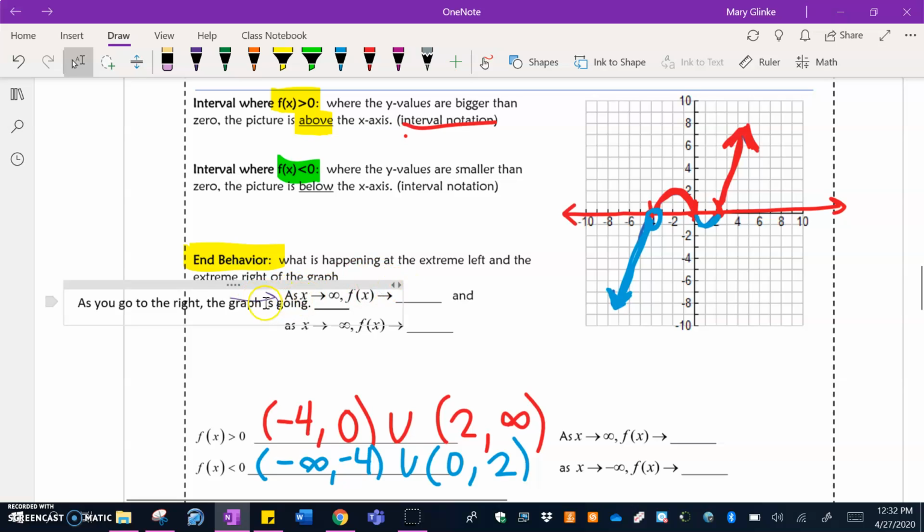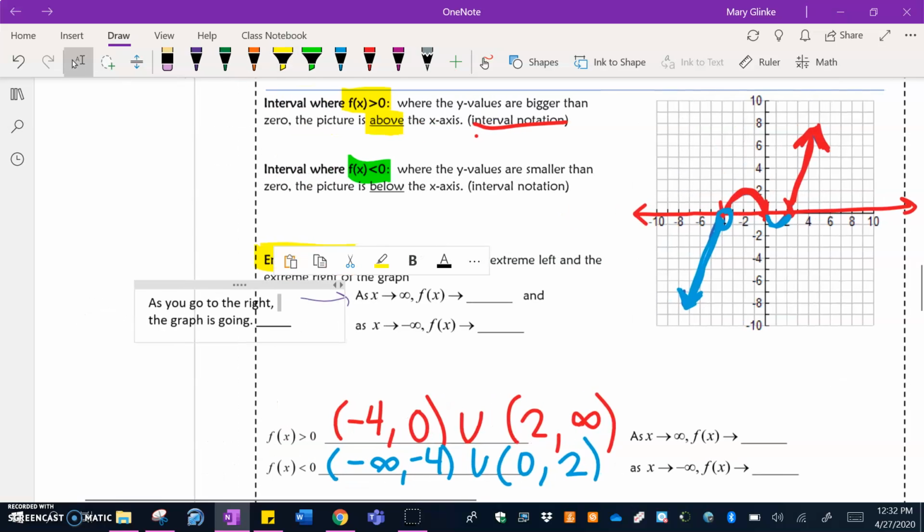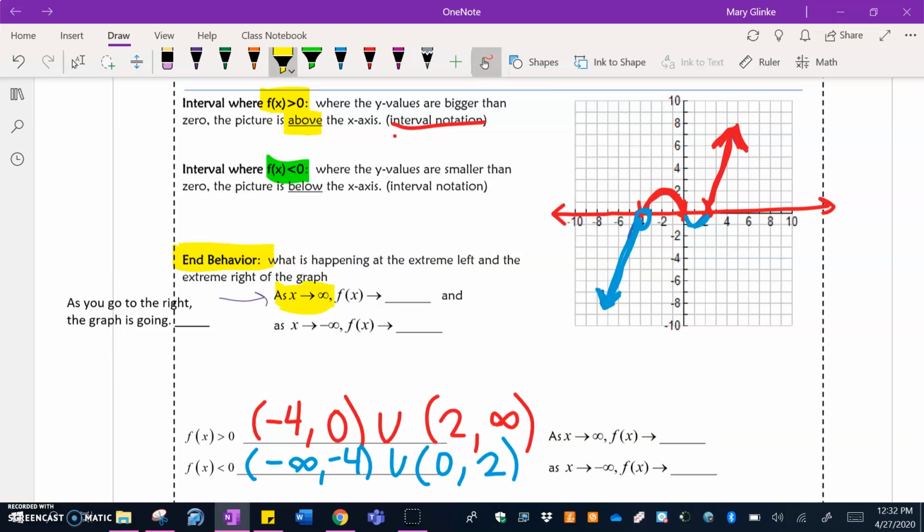On this graph in particular, as you look at the right, I'm going to highlight this in yellow. That's this part right here. As you go to the right, you can look at it and you can say your graph is going up. If you are saying up for any of these, that's going to be positive infinity. If you ever say down, the graph is going towards negative infinity. Since as we go to the right our graph is going up, that means we're going to positive infinity.